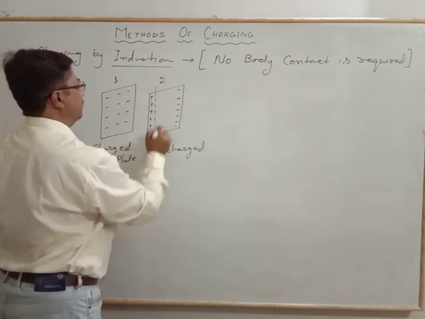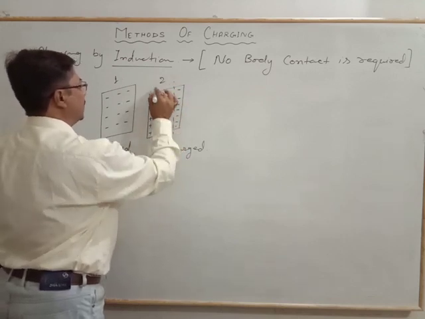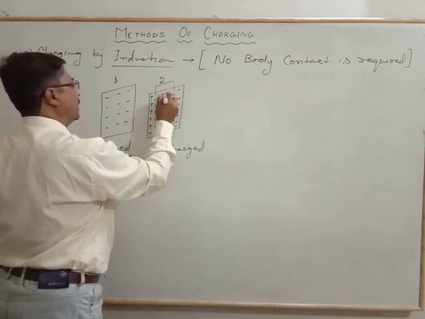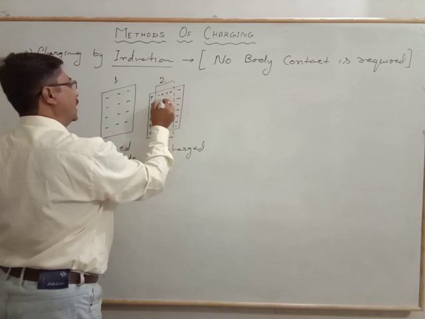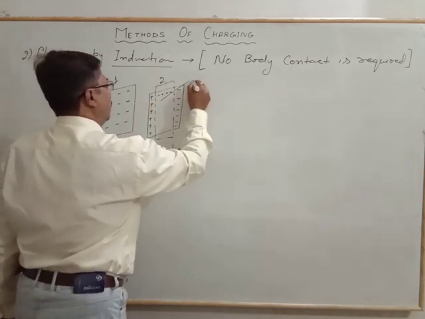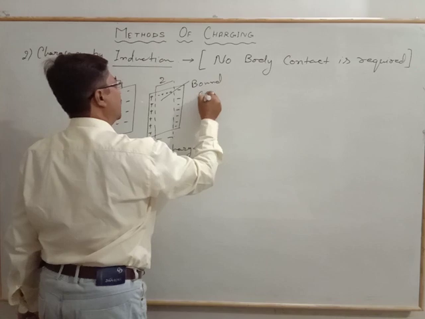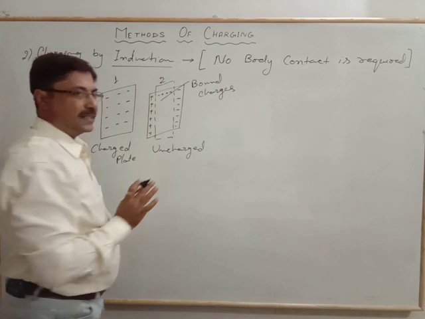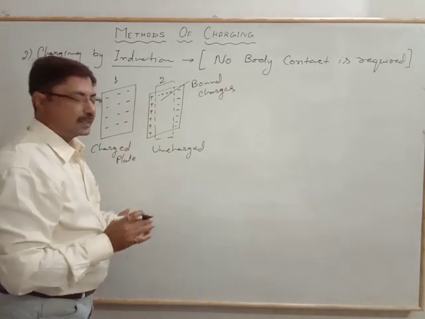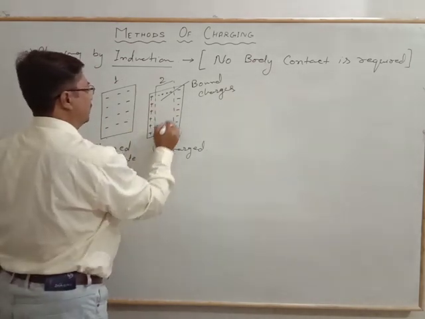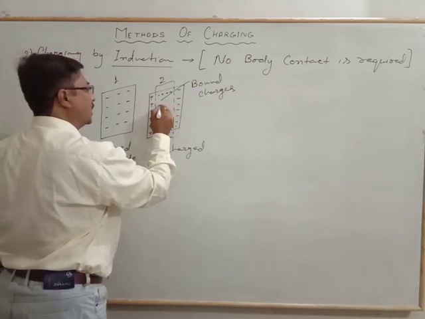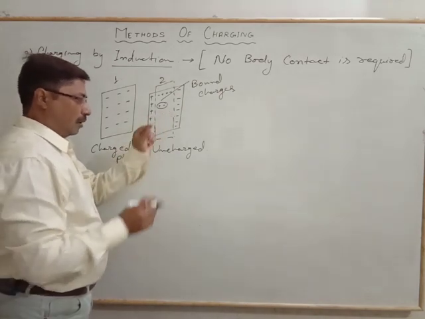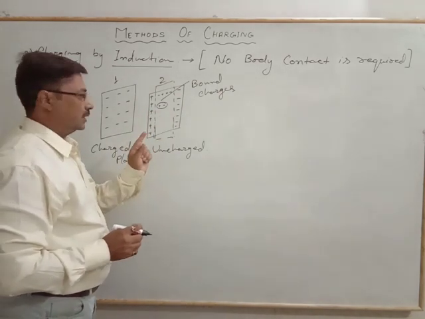In between there are some neutral charges, that may be positive and negative pairs like that. These are known as bound charges. These bound charges remain as they are. They will not take part in any characteristics. They will not do anything. Bound charges remain here. There is a combination between the positive and negative charges.